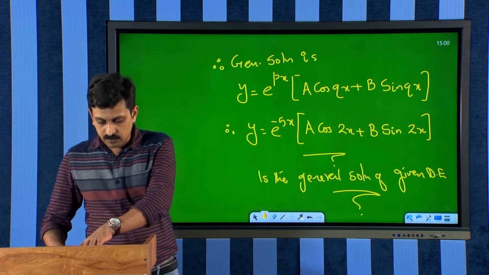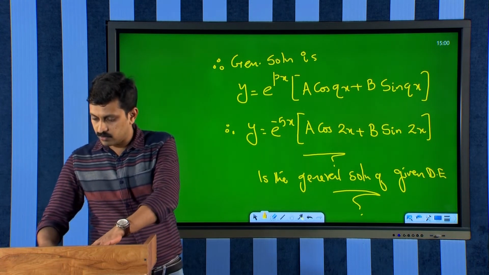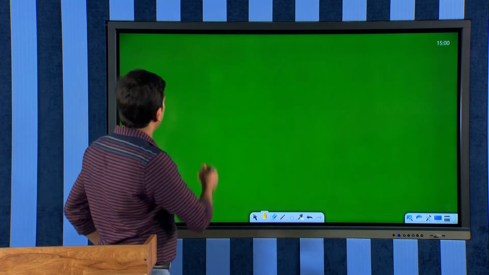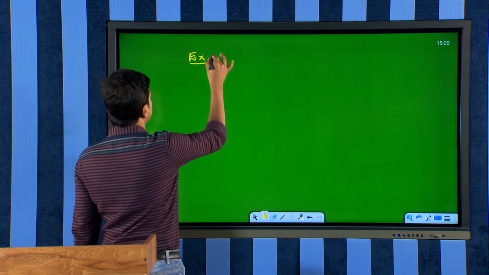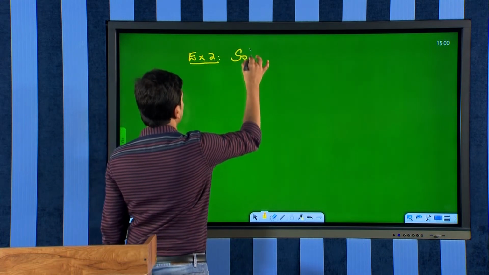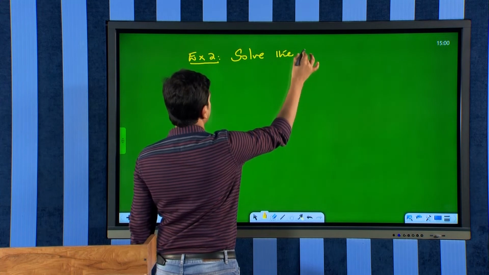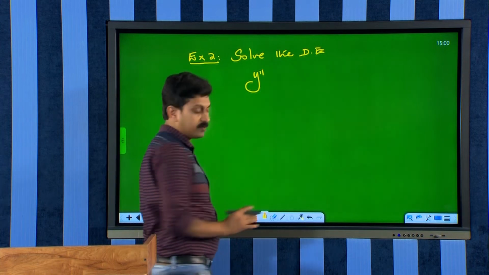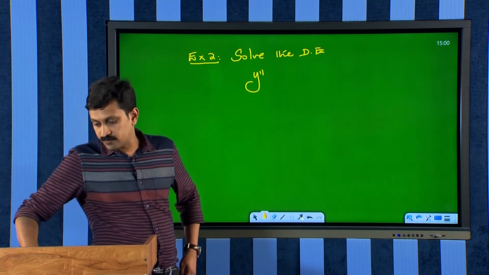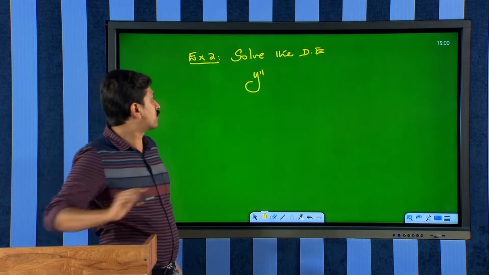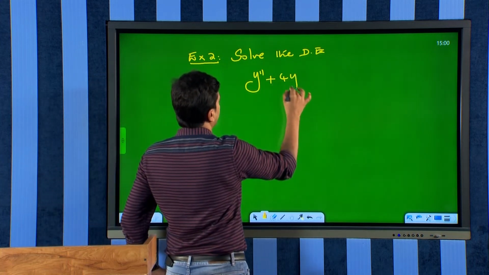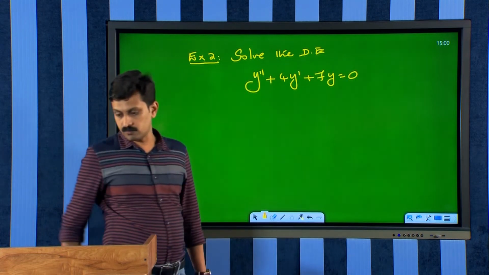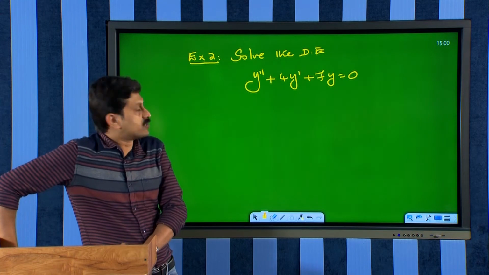Okay, my dear students, I would like to take your attention to one more question. Write down the question: solve the differential equation y double dash plus 4y dash plus 7y is equal to 0.